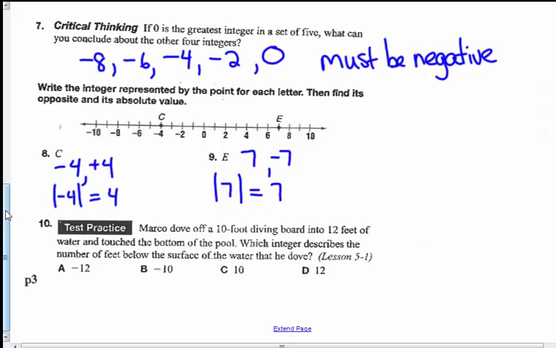Number 10. Marco dove off a 10-foot diving board into 12 feet of water and touched the bottom of the pool. Which integer describes the number of feet below the surface of the water that he dove? Well, he dove all the way down to the bottom of the pool and touched the bottom, so he's at negative 12 feet below the surface.